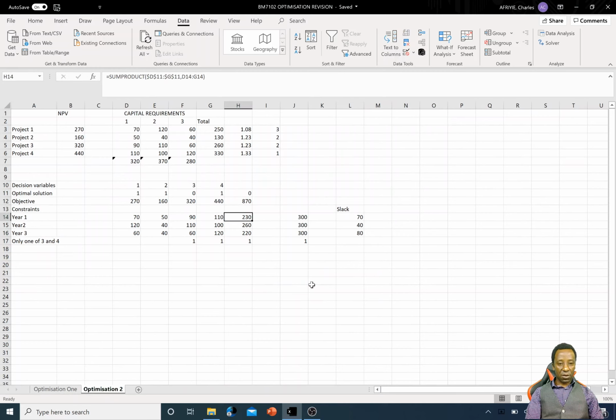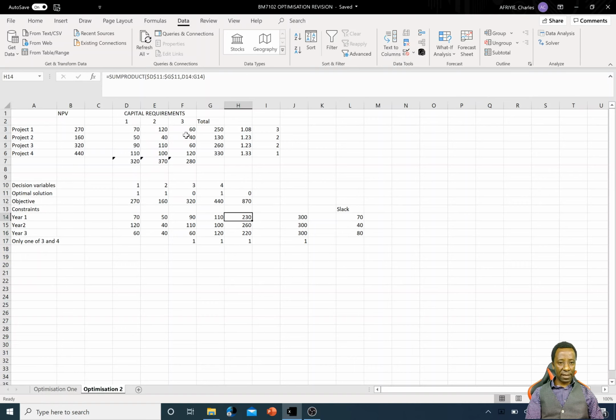Right, so we have a similar setup here, and I wanted to talk you through this. So this time we have 4 projects. We have the NPVs, and we have the capital requirements as usual. But what I want us to realize is that we can begin to analyze this scenario ourselves before we put it through solver. And how do I intend us doing that?